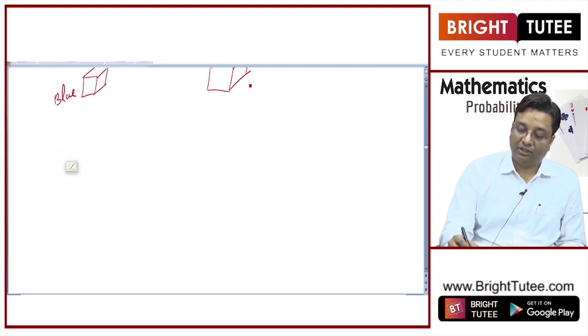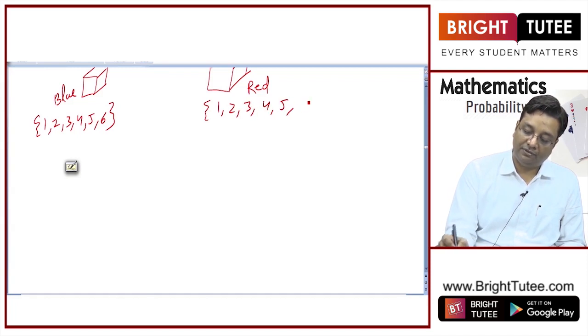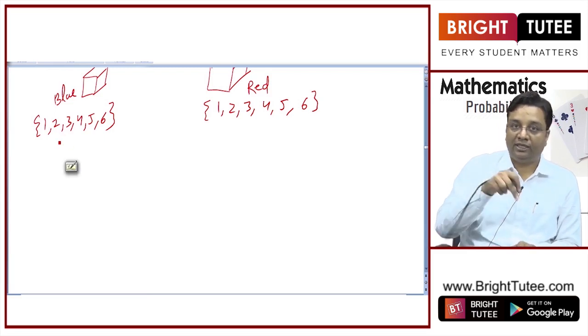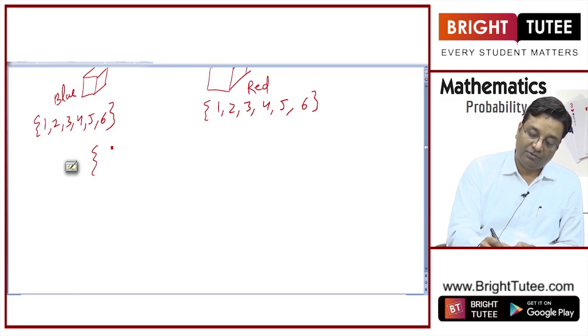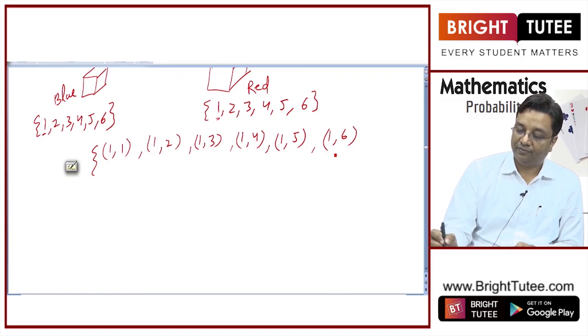So, I discussed in the introduction part that blue can give outcomes 1, 2, 3, 4, 5, 6. Red can also give 1, 2, 3, 4, 5, 6, right. But when we are throwing these simultaneously and looking at the top of both the dice, then the possible outcomes are: first die shows 1, second shows 1. First shows 1, second shows 2; 1, 3; 1, 4; 1, 5; 1, 6, right.